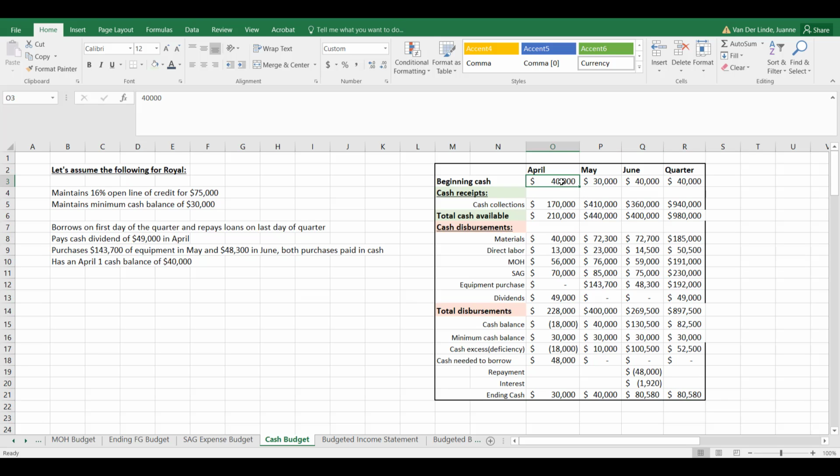And the cash I began the quarter with is the cash I begin April with. So to find all these other amounts, we would just add together the cash collections for the quarter, all the months added together. Same with the cash available, and same with all these cash disbursements here. All right. So that is how we set up the cash budget. And now we're going to use everything all together to complete the budgeted income statement and the budgeted balance sheet.